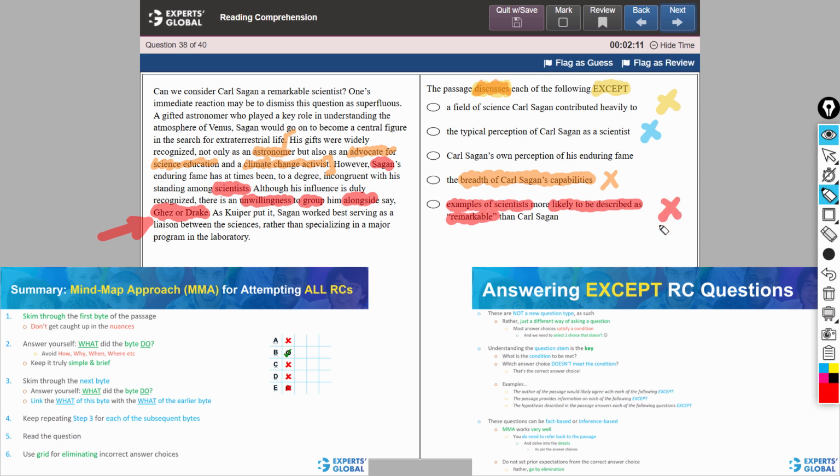There is no mention of our scientist's own perception of his enduring fame. Enduring fame has been discussed in the passage, but it is from the point of view of people in general, not from the point of view of our scientist himself. Answer choice C has not been discussed in the passage, and therefore this makes the correct answer choice.